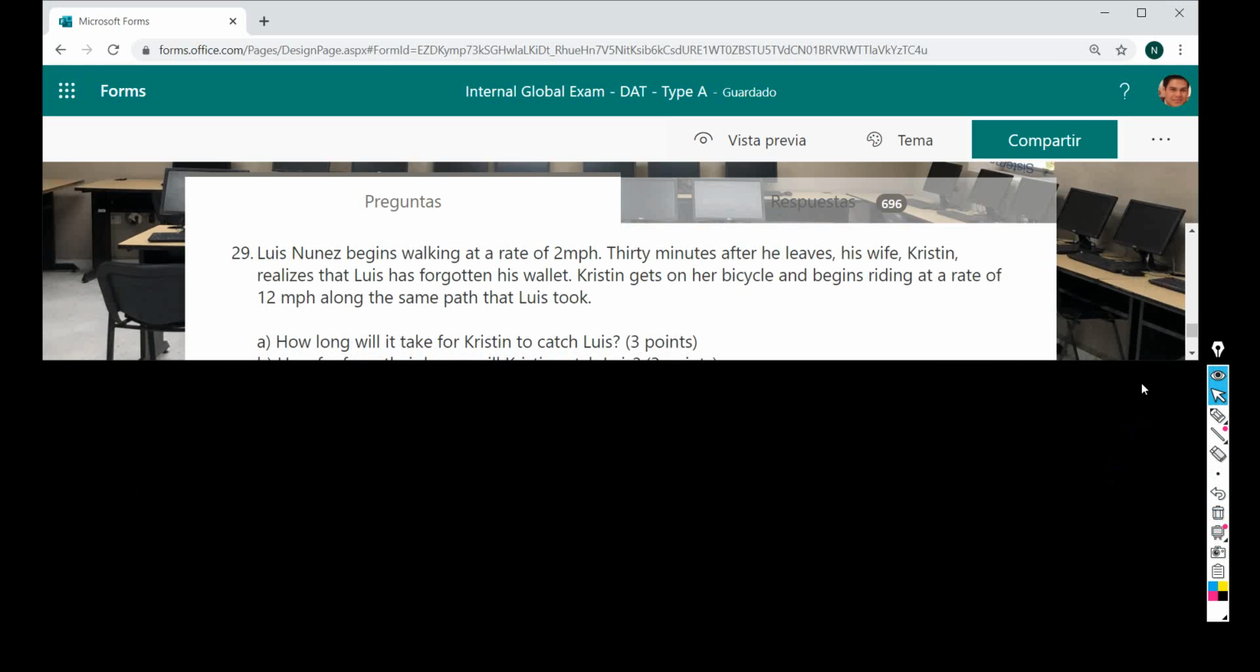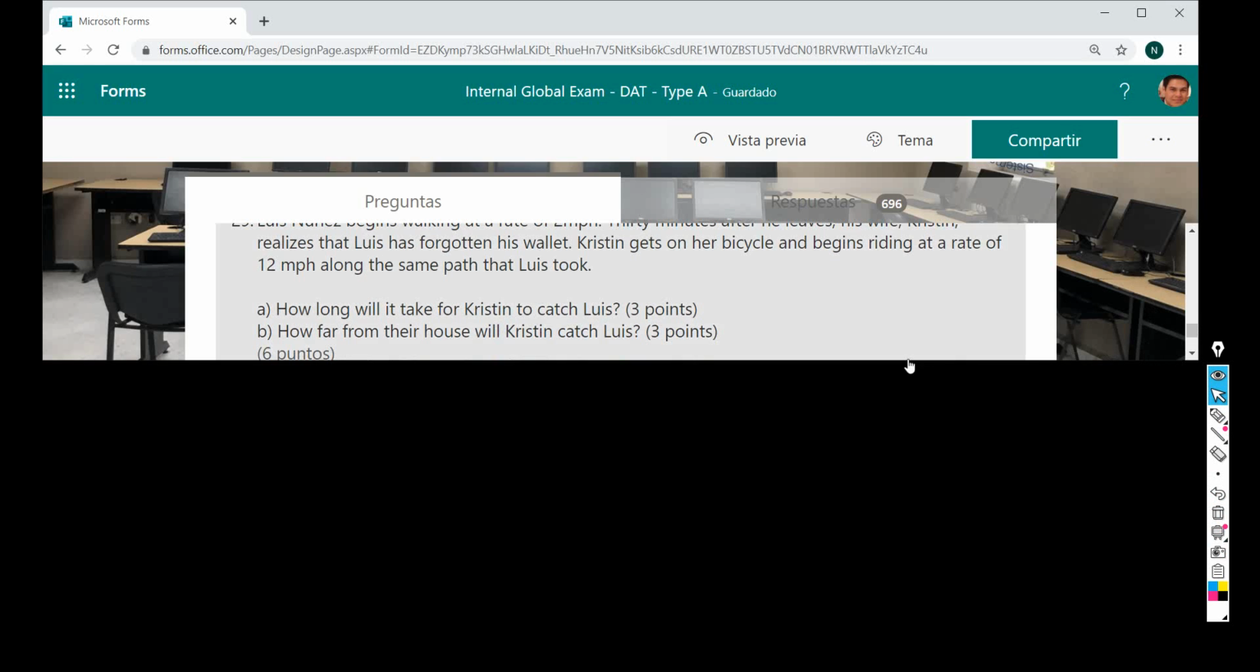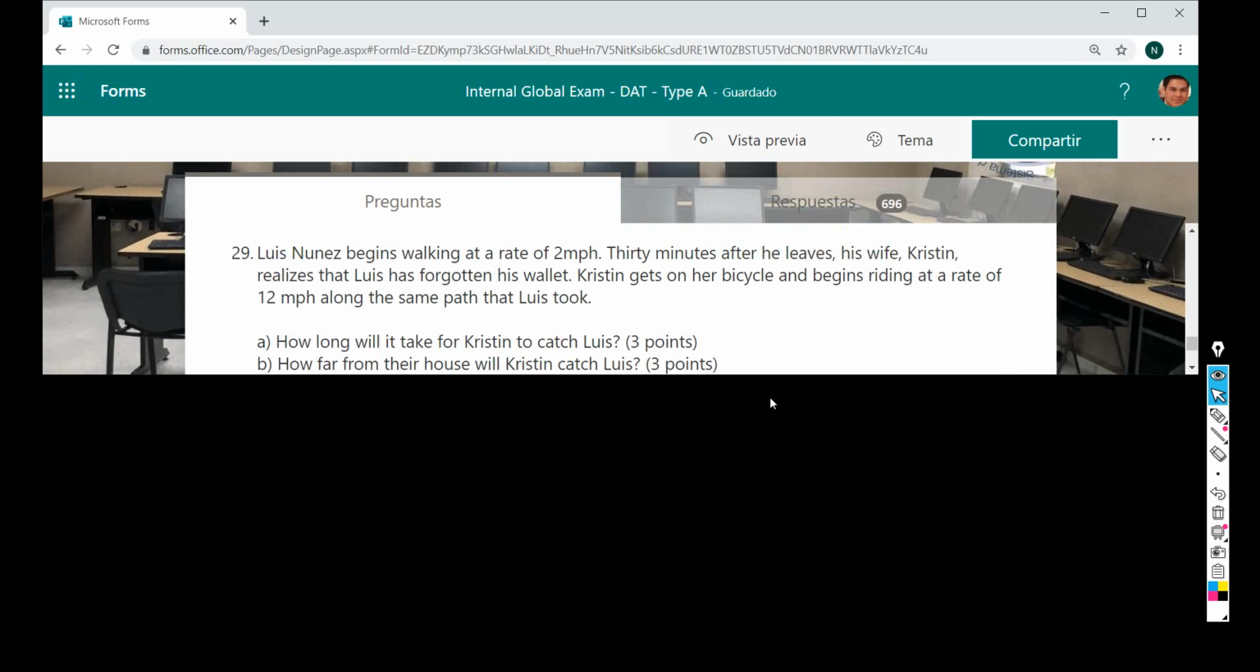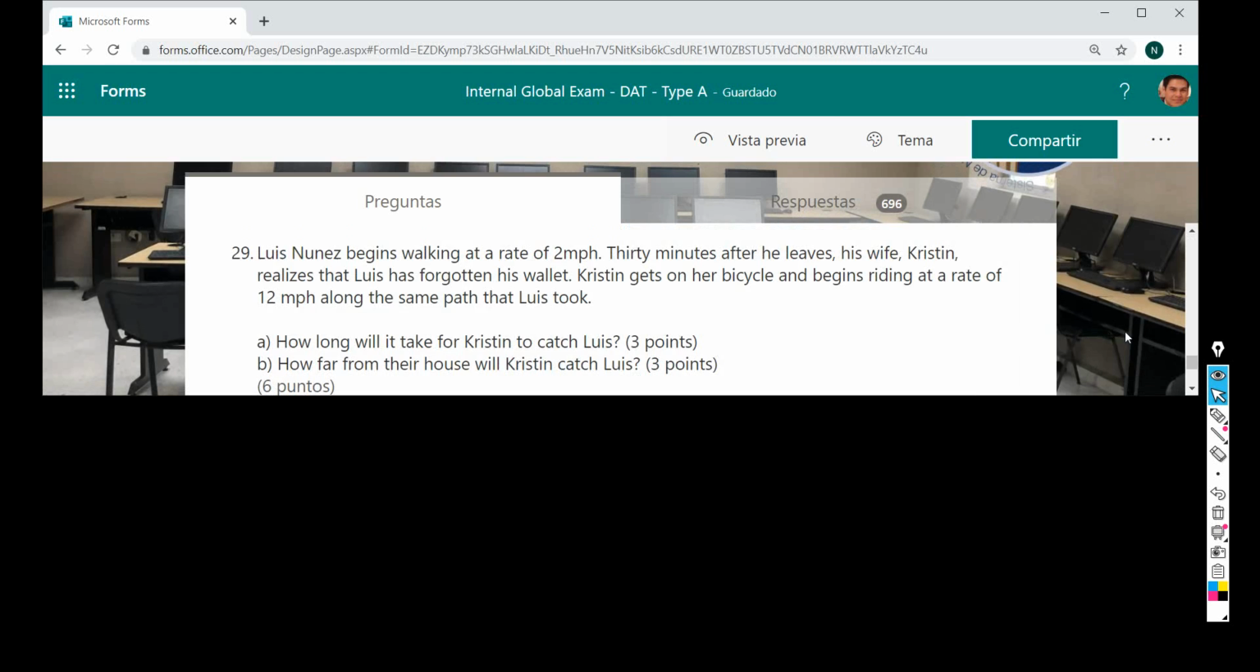Next, 29. This one, I think most people got it either wrong or partially wrong. So you still get confused about this. So how does this one work? We did this one in class, guys, and this is one of the problems from Math Excel. So it says Luis Nunez begins walking at a rate of 2 miles per hour.